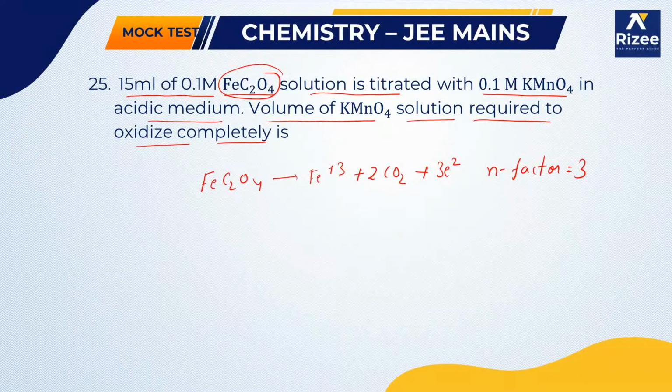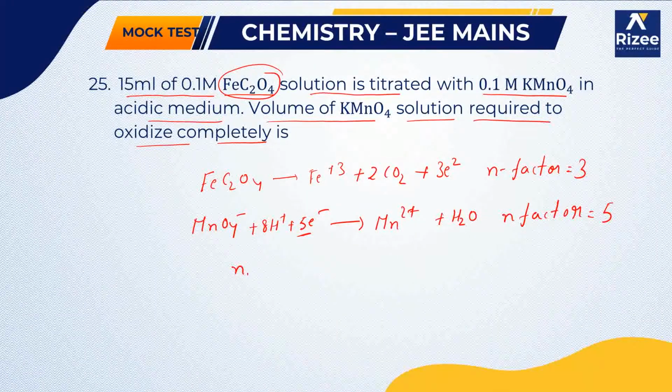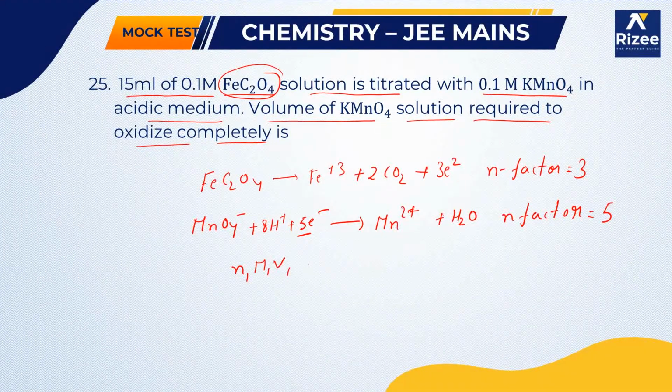Next I am having the KMnO4 solution. So MnO4 minus will be converted to Mn2+. Here the manganese is in +7 oxidation state. It will be reduced to +2 oxidation state. So upon balancing you will get 8H+ plus 5 electrons, and here one H2O molecule will be there. So since 5 electrons are involved, the N factor is equal to 5. Now we can write N1 M1 V1 is equal to N2 M2 V2.